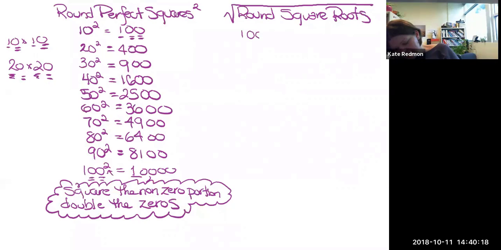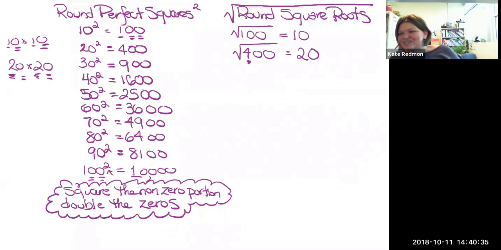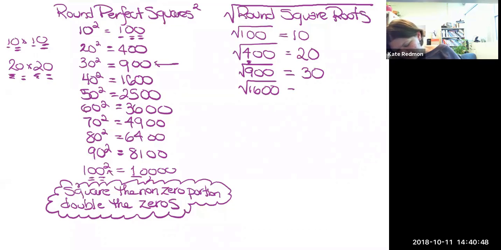So that means that I can take the square root of 100, which we already knew was 10. But I could also take the square root of 400. I can square root the non-zero portion. So the square root of 4 is 2. And then I can just end up with half the zeros this time because 20 times 20 would be 400. And so on and so forth. The perfect square that I had before here, 900, could be square rooted to get back to 30. And of course, 1600 could go back to 40, and so on and so forth.